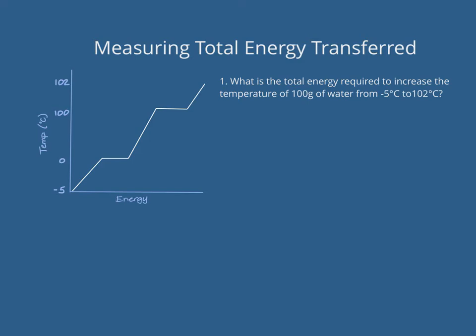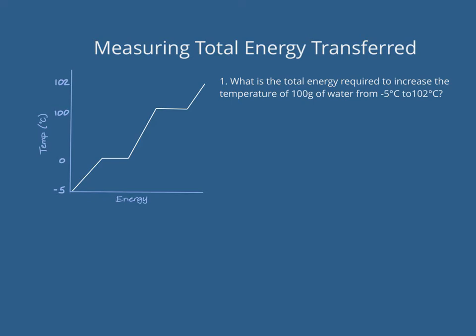And then when I reach 100, I'm going to have another phase change, so another plateau. And then finally, I've got one final piece to go from 100 degrees Celsius to 102 degrees Celsius. So the next thing I want to do is label all of those pieces with the methods that I'm going to use in order to calculate the energies.